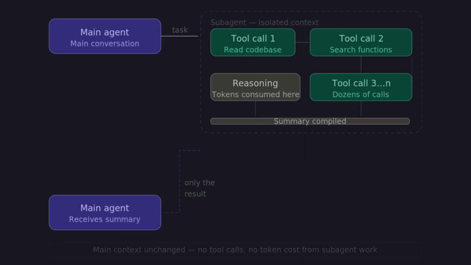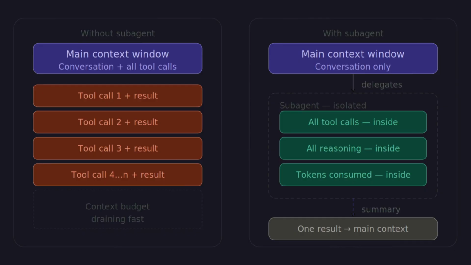When the main agent delegates to a sub-agent, the sub-agent's research and tool calls happen in a separate context loop. Only the final result comes back to the main conversation. This last point is significant. A deep codebase investigation might take dozens of tool calls and consume thousands of tokens. If that all happened in the main conversation, it would eat into your context budget and slow everything down. With a sub-agent, all of that work happens in isolation, and you just get the summary.